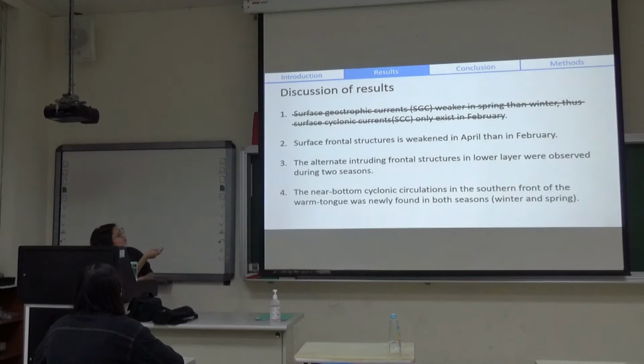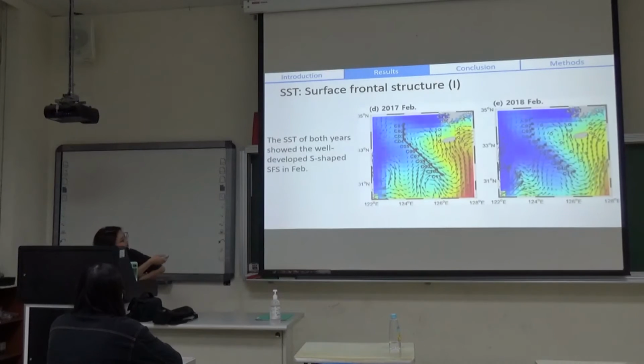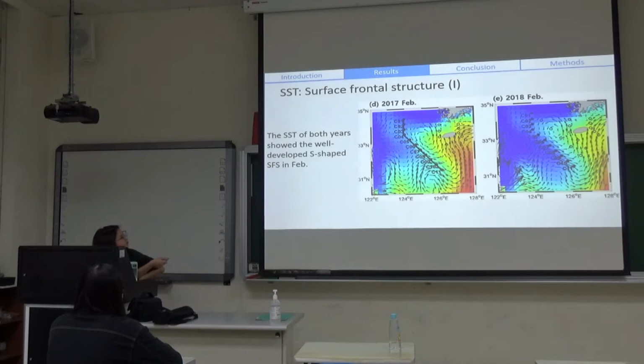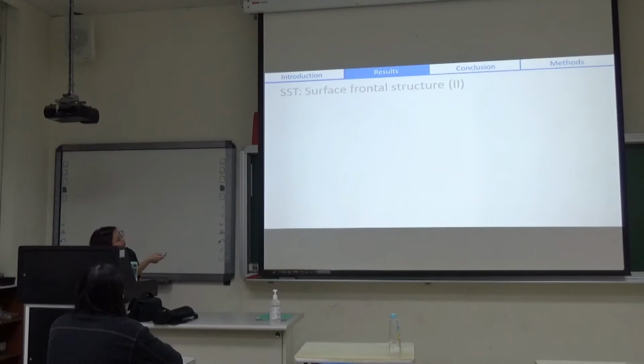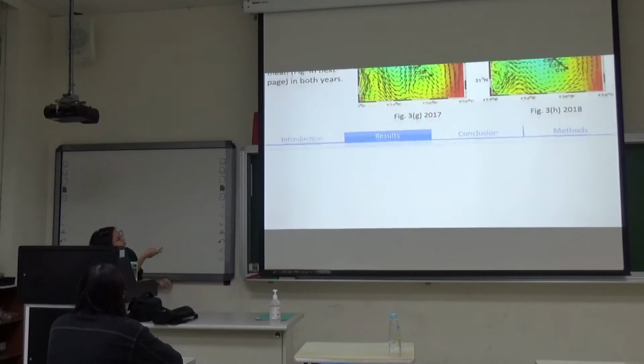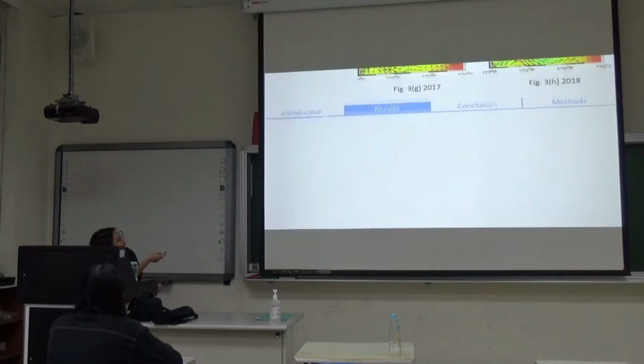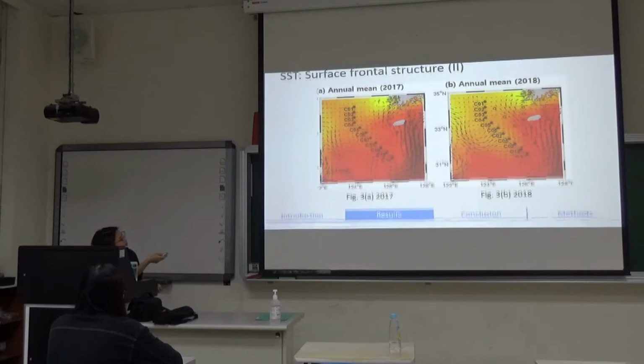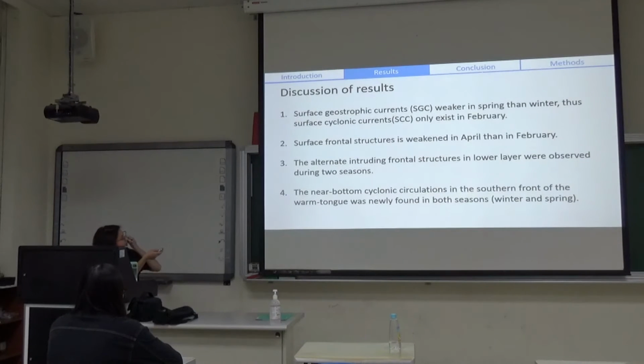And next, we'll move on to the surface frontal structure. This figure shows the sea surface height, with sea surface temperature as the color, and you can clearly see the S-shaped surface frontal structure here. But you cannot see the SFS, named surface frontal structure, in April and in the annual mean. So our second point, that the surface frontal structure is weaker in April than in February, is checked.